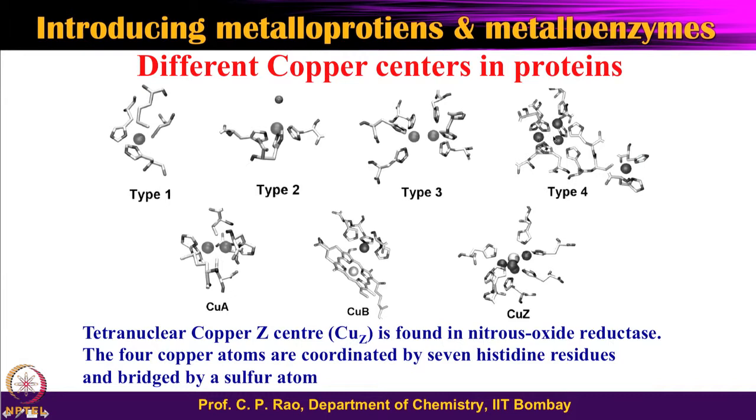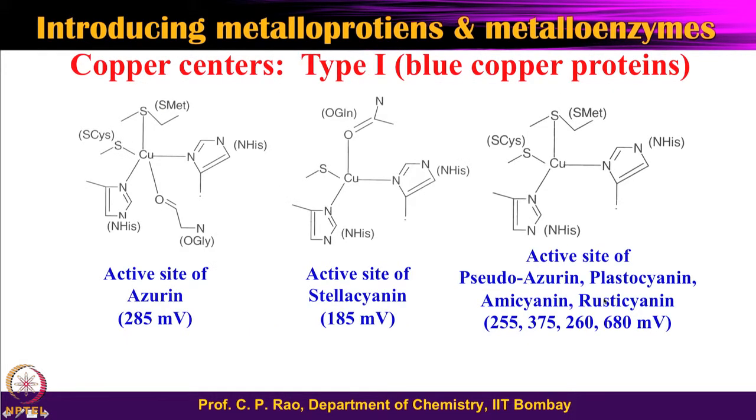Type 2 is here, type 3 is here, type 1 is here, and copper A and copper B are in the cytochrome C oxidase, and this is the copper Z. Okay, having looked at the general classifications, the general types of copper centers, let us go more specific.